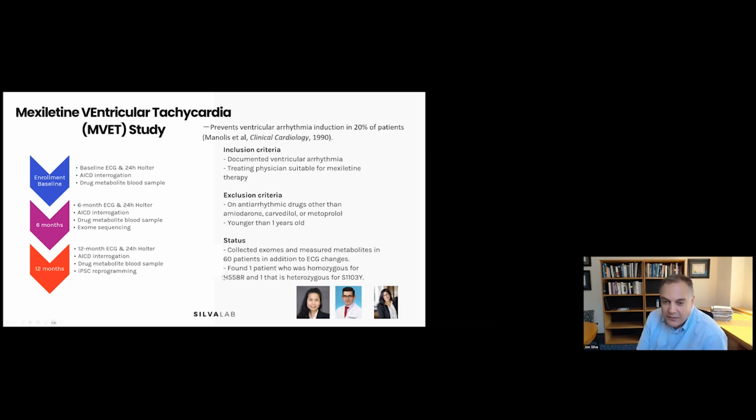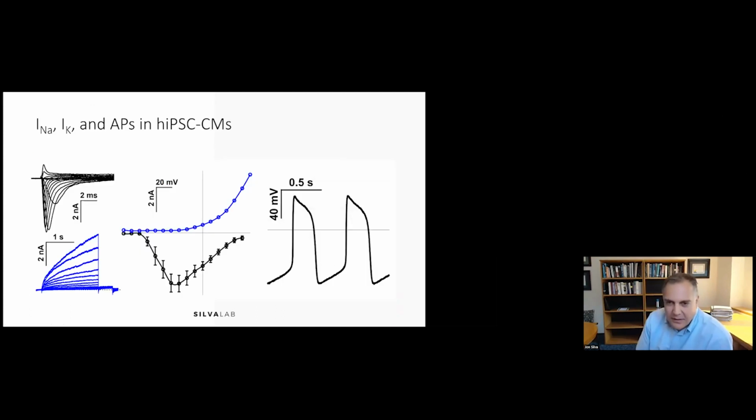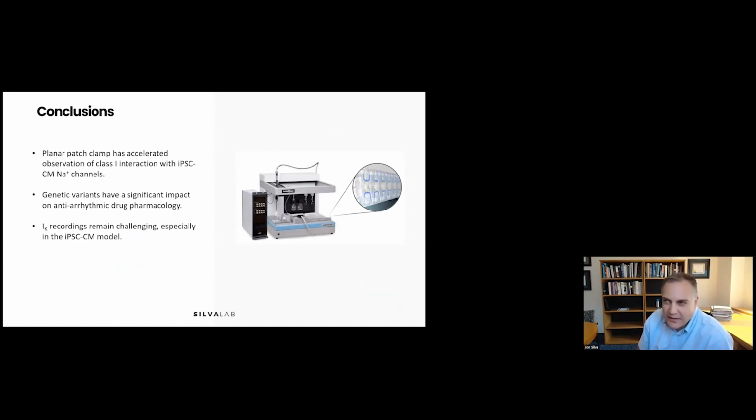And so excitingly, we found 2 patients, one who had H558R and another that had the S1103Y variant. And so we're going to test whether or not these variants in the iPSCs affect the drug response. So I think I'll stop there. I'll skip through this real quick. And I'd say that the planar patch clamp has accelerated our ability to interrogate class 1 interaction, and that these genetic variants have a pretty significant effect on antiarrhythmic drug pharmacology. So with that, I'll take any questions. Thank you.